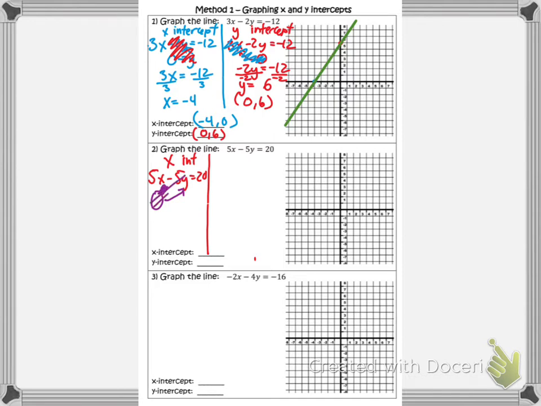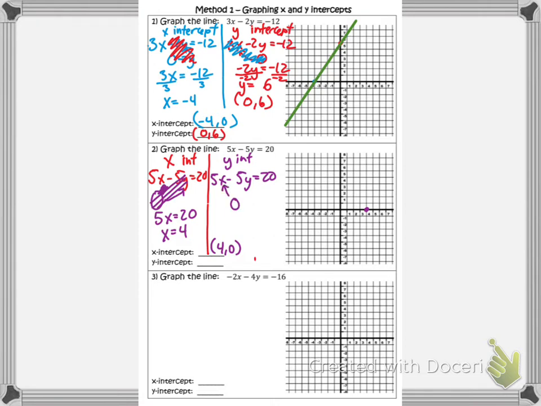That means this cancels out. And I have 5x is equal to 20. And therefore, x will be equal to 4. So my x-intercept is at 4, comma 0. All right, now let's go ahead and solve for the y-intercept. I guess I could just graph it from here. So here's 0. For the y-intercept, I have 5x minus 5y is equal to 20. If I'm solving for the y-intercept, I plug the 0 in for x.